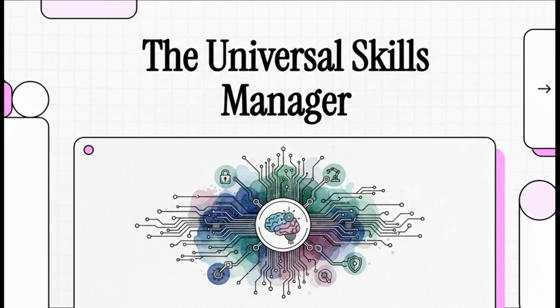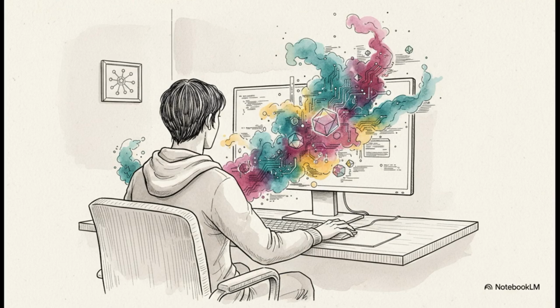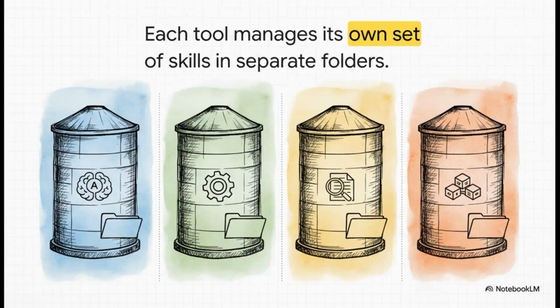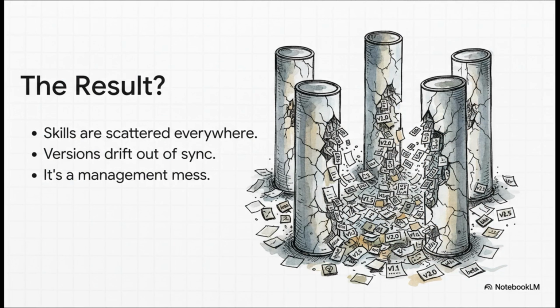Let's talk about the Universal Skills Manager, a way to tame your AI tools. So you probably use AI coding tools, right? They're everywhere. Maybe you've got Claude, Gemini, Cursor, the usual suspects. Here's the catch. Each one has its own separate skills folder. What does that mean for you? Skills are all over the place, versions get messy, it's a real headache.